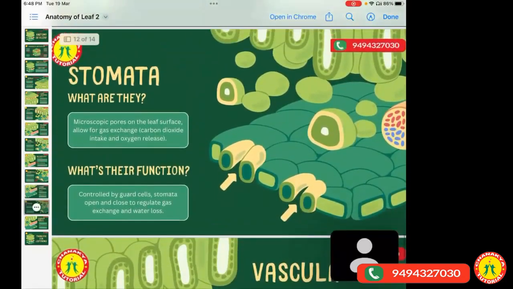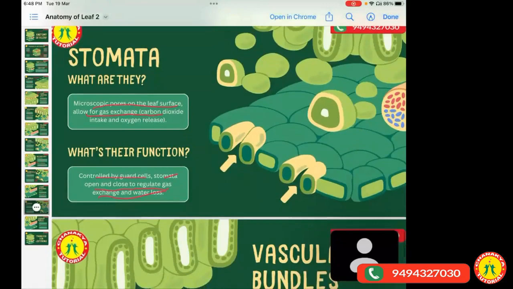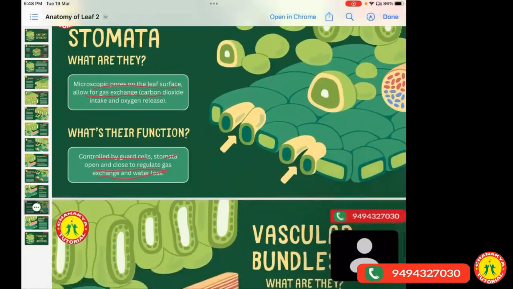Then the next one, stomatas. They are the microscopic pores on the leaf surface. They allow for the exchange of gases. They are controlled by the guard cells. They open and close to regulate the gas exchange and the water loss. So basically, the opening and closing of the stomata will be done, and accordingly, the water intake and outtake will be there with the help of the guard cell and stomata.